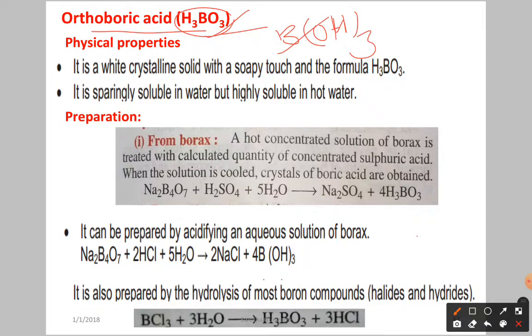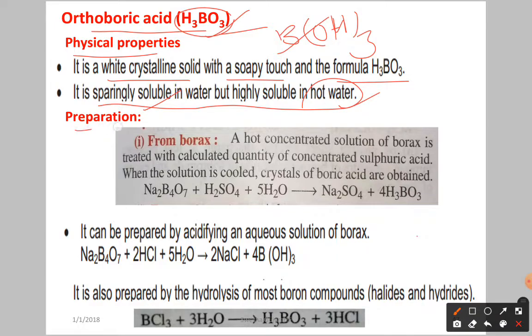Now if you see the physical properties, it is a white crystalline solid with a soapy touch. As you know very well, if you touch soap, how does it feel? It will feel like that. The formula we already discussed, H3BO3. It is sparingly soluble in water but highly soluble in hot water. Sparingly means very less soluble, only a small amount will dissolve. If you take hot water, the solubility will be more.